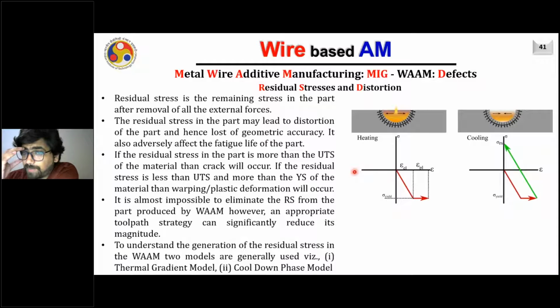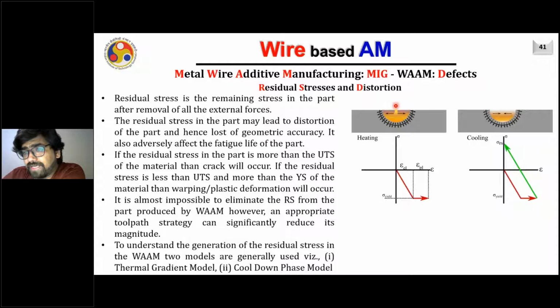If the residual stress in the part is more than the UTS, the tensile strength, it may lead to cracks. And if it is more than the yield strength but less than the UTS, then it will lead to warping or distortion, right? So it is almost impossible to eliminate these residual stresses from parts produced by WAAM. However, an appropriate tool path strategy can significantly reduce them. To understand the generation of residual stress in WAAM, two models are usually used. One is called the thermal gradient model, another is called the cool down phase model. So let me try to explain the cool down phase model, how it works.